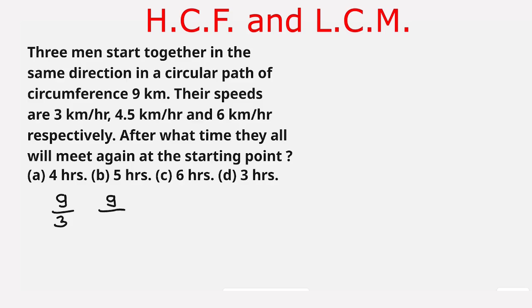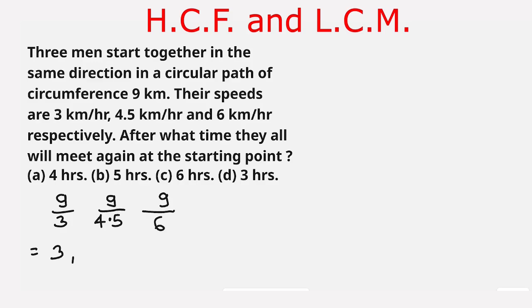The second person completes one circle at 4.5 km per hour. So we divide 9 by 4.5. And the third person completes one circle at 6 km per hour. So we divide 9 by 6. So the first person completes one circle in 3 hours.